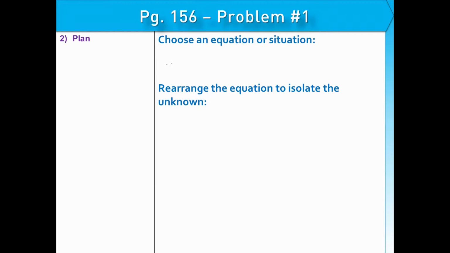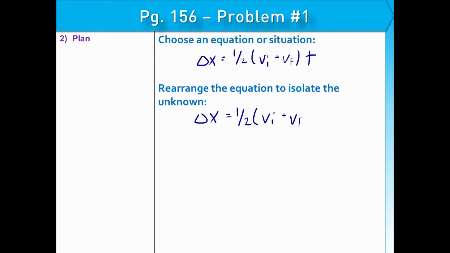So now I'm going to rewrite my equation. From the last slide, we know that we're going to use this equation. Displacement is equal to 1/2 times initial velocity plus final velocity times time. Now, fortunately for us, we don't have to do any rearranging because the unknown, the displacement, is already by itself. So we don't even have to make any changes to it then. We could go ahead and move on to step 3.